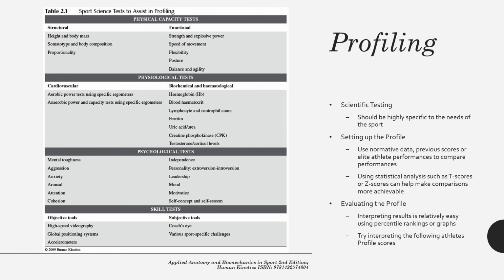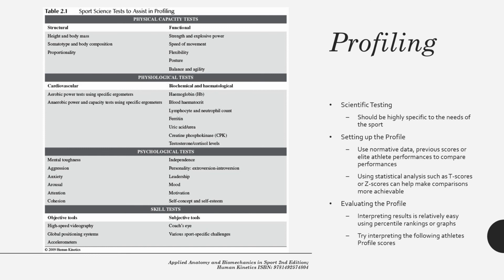Once you have done the scientific testing, you'll set up the profile. So you'll use your normative data, maybe it's their previous scores, maybe it's an elite athlete's performance, and you're going to do a comparison. Now, if things are very different, you may want to actually use a statistical analysis like a t-score or a z-score. If you haven't taken statistics, it's perfectly okay. Don't panic about the words. But basically, this just standardizes our scores so we can make comparisons more fairly.